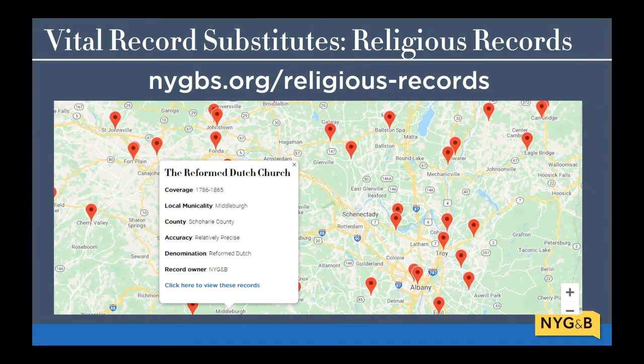Another tool you can use is our Religious Records Map. We recently created this tool, which maps congregations all over New York State. Each entry contains information about that religious congregation and has a link to its online records. We already have a few hundred churches on here, and we're going to keep adding more in 2021 and beyond. So visit nygbs.org/religious-records to use this tool.